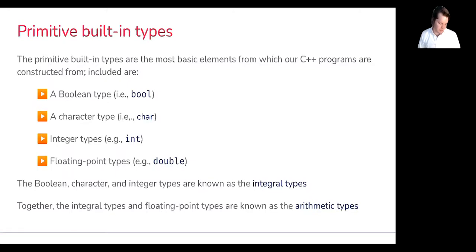The reason for double is that double is shorthand for double precision floating point number, which is the computer's approximation to the mathematical concept of a real number. We'll see here that that term approximation is key. And when we get into kind of the representation of these different types, we'll really see how floating point values truly are approximations. The Boolean, character and integer types are known as the integral types together. Together, the integral types and floating point types are known as the arithmetic types. And you might be able to infer why that might be.